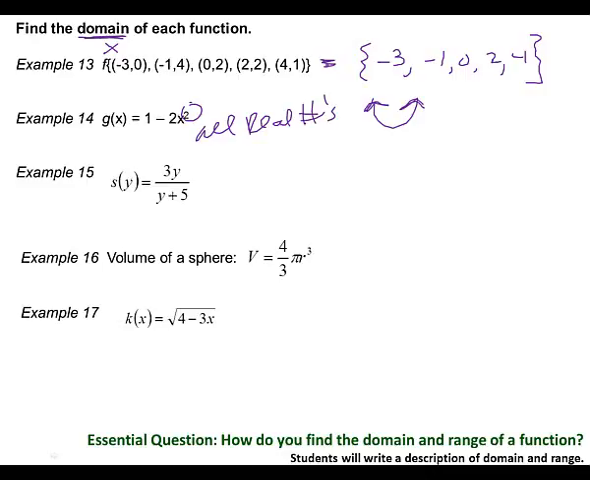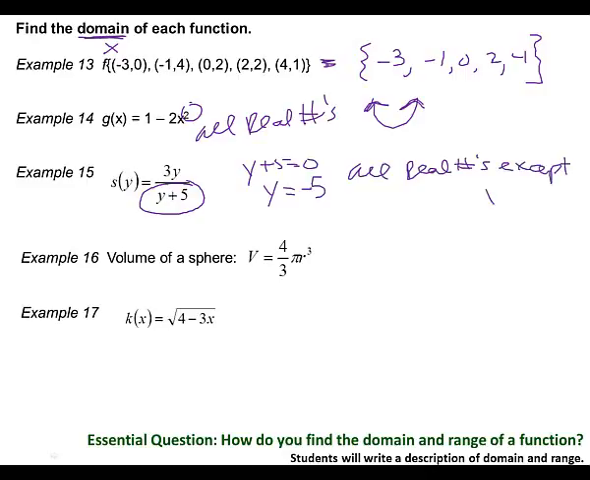This one right here has a denominator issue, right? So with that denominator issue, it would be all real numbers except where that is equal to 0. So I'm going to take that denominator and set it equal to 0. So where is it not defined? -5. So I would say all real numbers except y equals -5. It's weird that they have a y in there. Normally it would be an x.